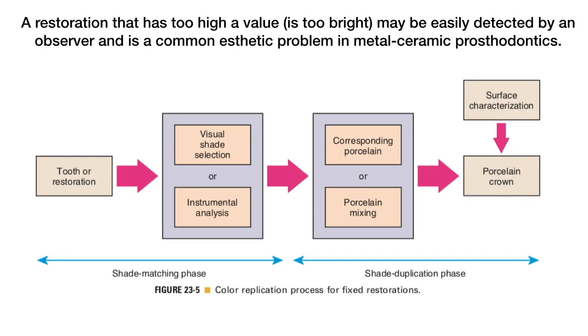A restoration that has too high a value, is too bright, may be easily detected by any observer, and is a common aesthetic problem in metal ceramic restorations. So when we are going to take the color of a restoration, we have to understand that the quality of the light source is so important. It should be used during visual shade matching, right?